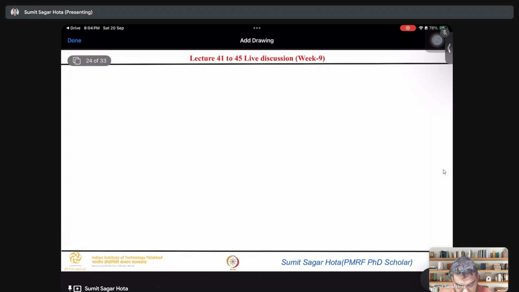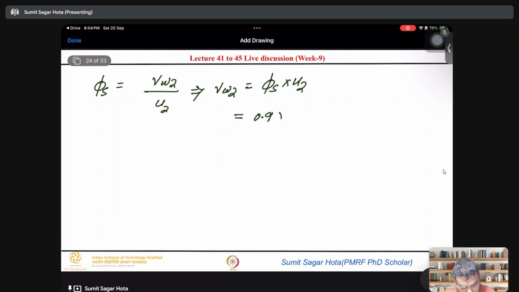What is phi s? Okay, let's find out phi s. So phi s is equal to Bw2 by U2. So this implies Bw2 is equal to phi s into U2. Phi s is your 0.9 into 235.5. So Bw2 is equal to 211.95 meter per second.